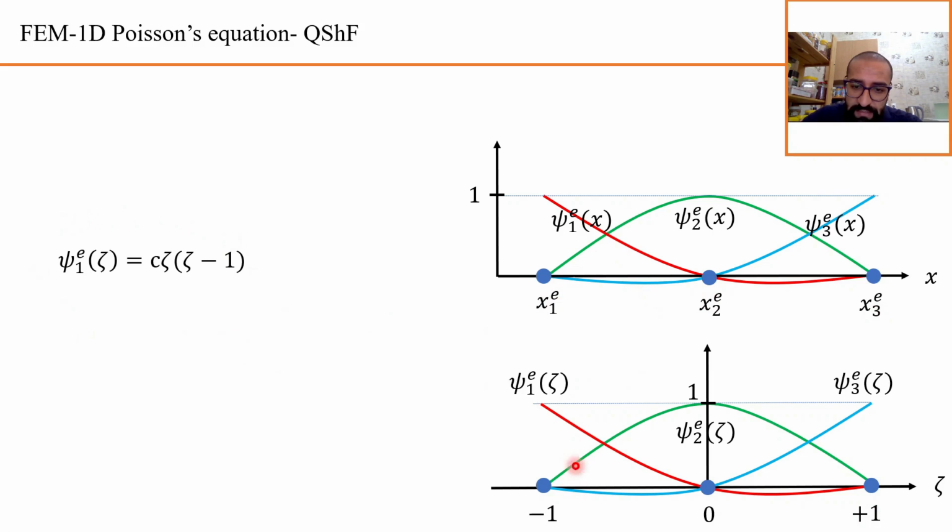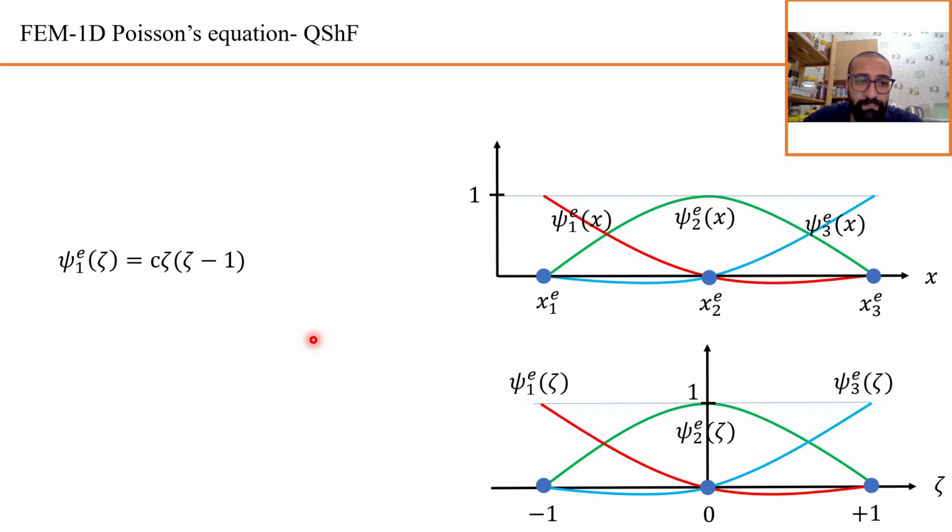If we look at the appearance of this psi1 function, we can see that psi1 has two roots. The first root lies at zeta equal to 0, and the second root is at zeta equal to 1. Therefore, we can imagine that psi1 should have the format c times zeta times (2 zeta minus 1), because when we put zeta equal to 0 here, it will be 0. Also, if we put 1 instead of zeta, again psi1 will be 0. But what about this coefficient c?